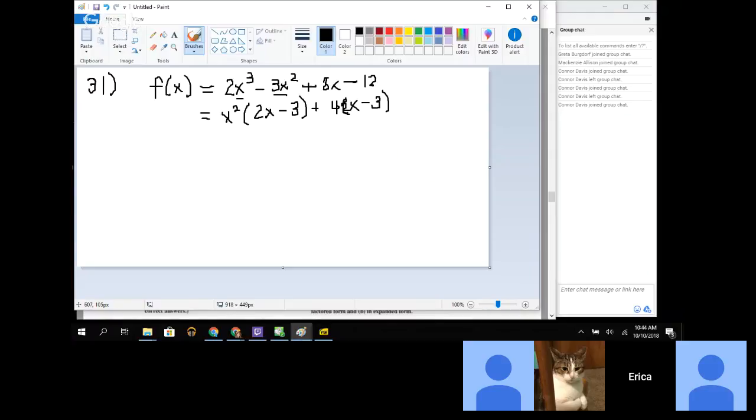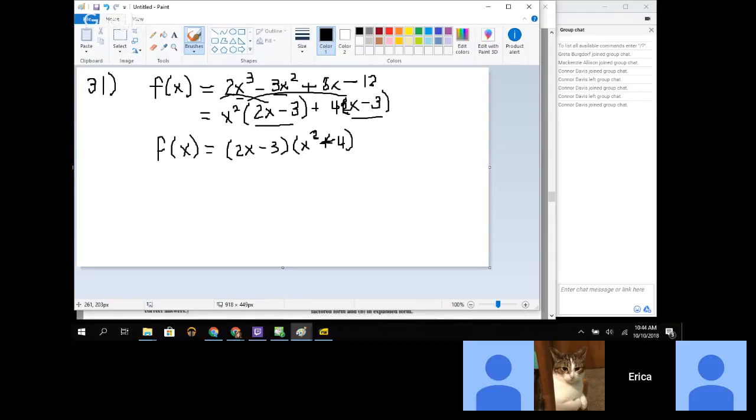2x minus 3. All right, and then since these two share the same factor, I can pull those out, and I end up factoring this as 2x minus 3 times x squared plus 4. Okay, so I actually helped you factor this one. So this is the factored form of f of x: 2x minus 3 times x squared plus 4.